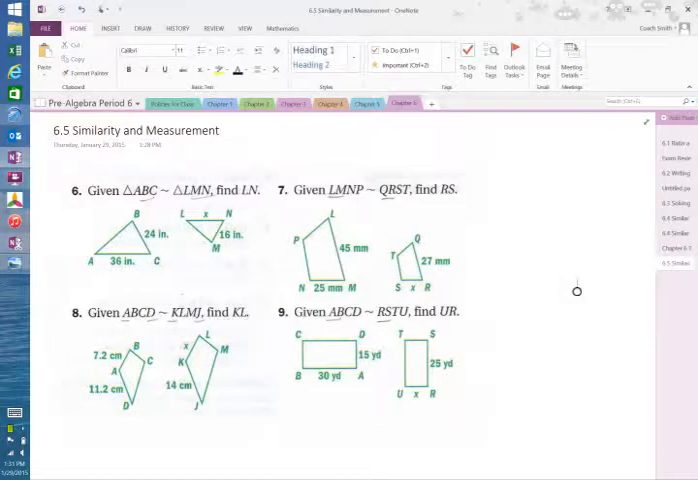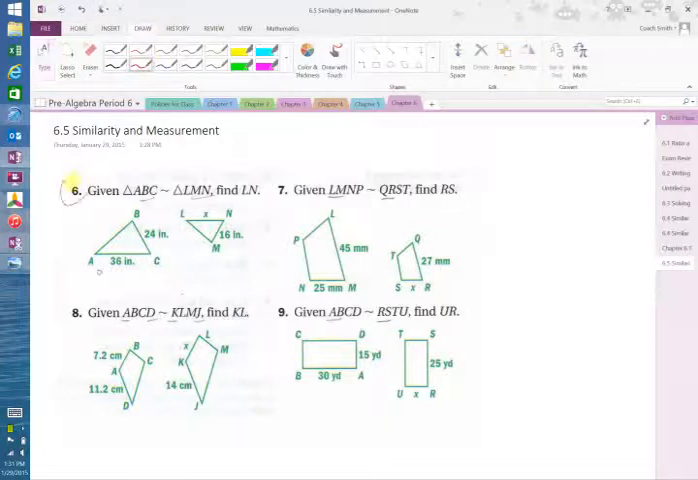6.5. Okay, I want to look at number 6. I want to look at this one here. Like I said before, in section 4, it is very important that we understand when they list out the letters for your triangle or your rectangle, whatever the figure is, that they're listed in a specific order. The specific order here tells us that A and L are corresponding angles. It also tells us that B and M are corresponding angles.